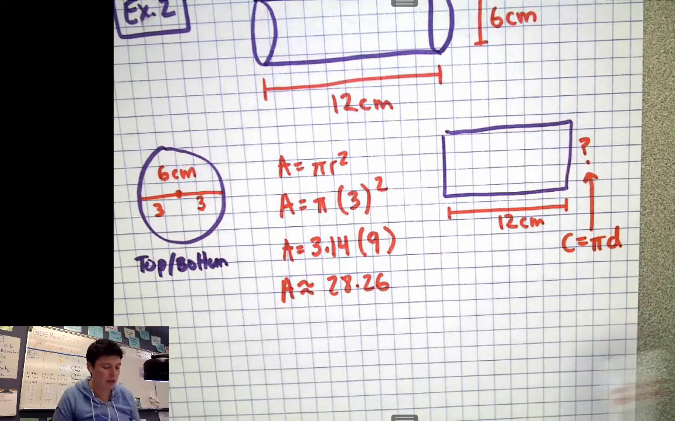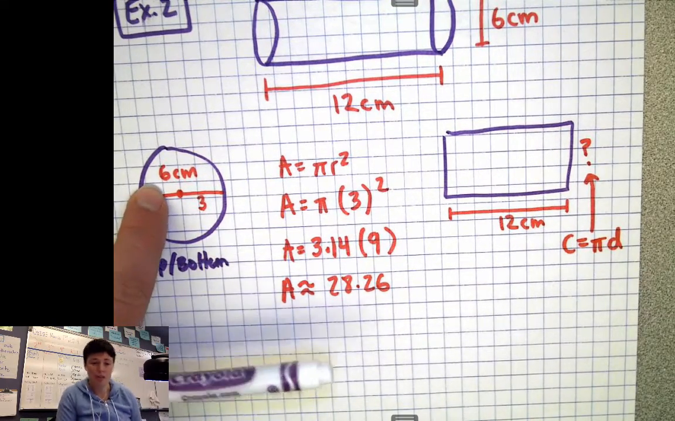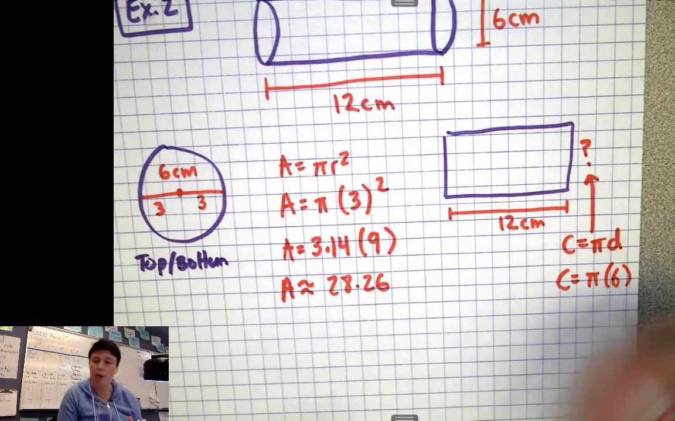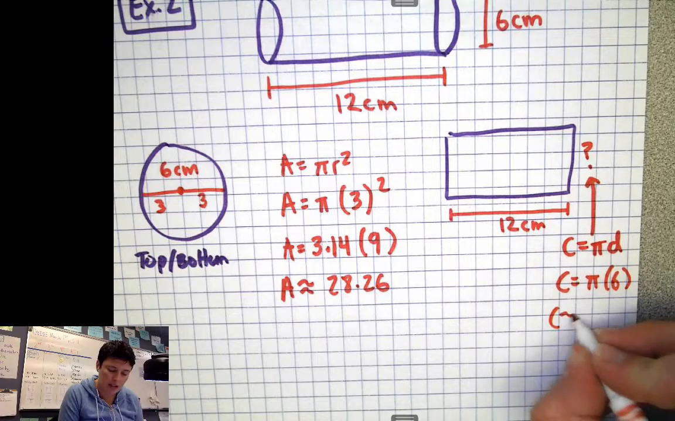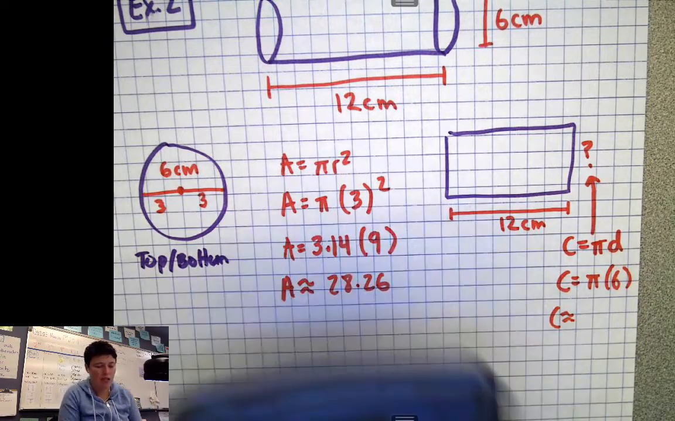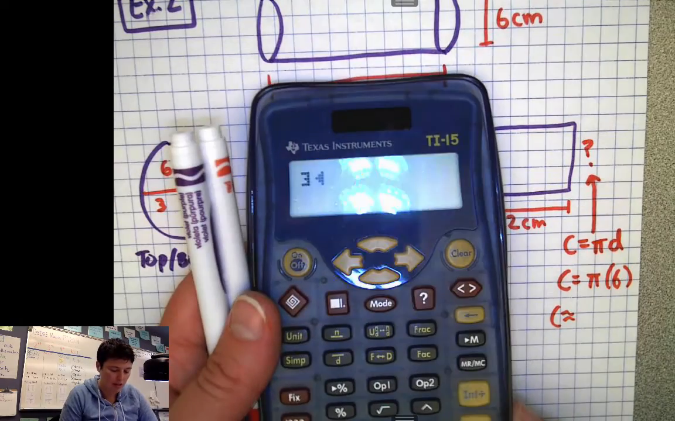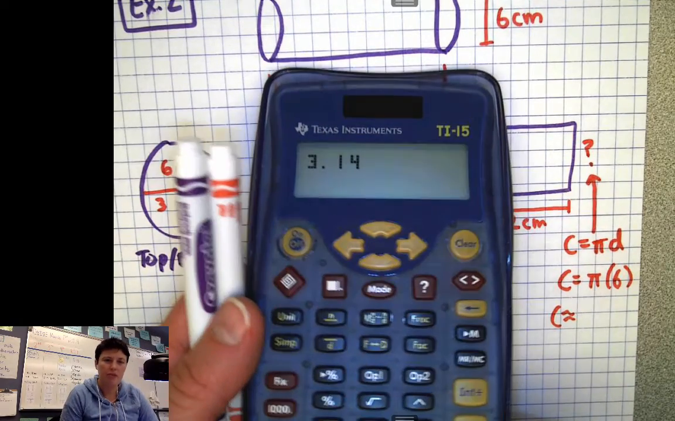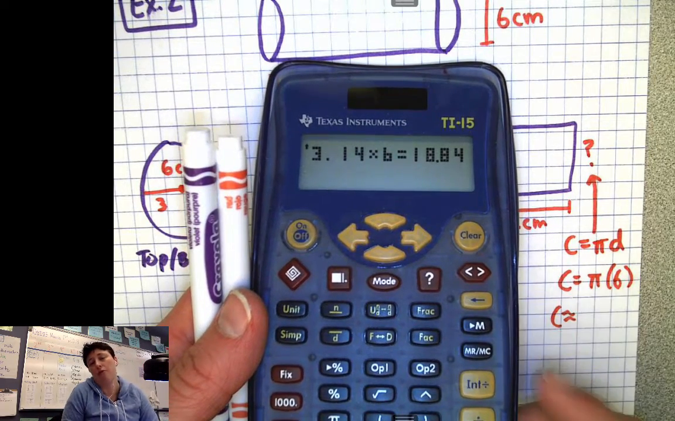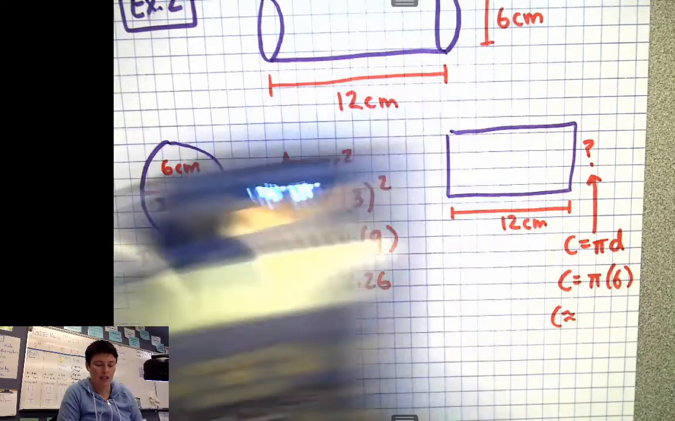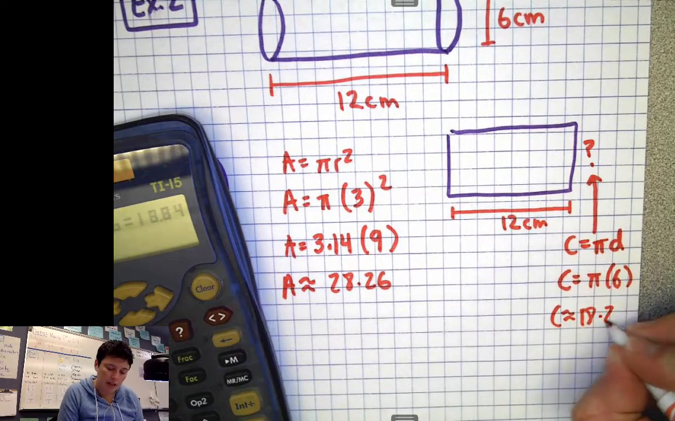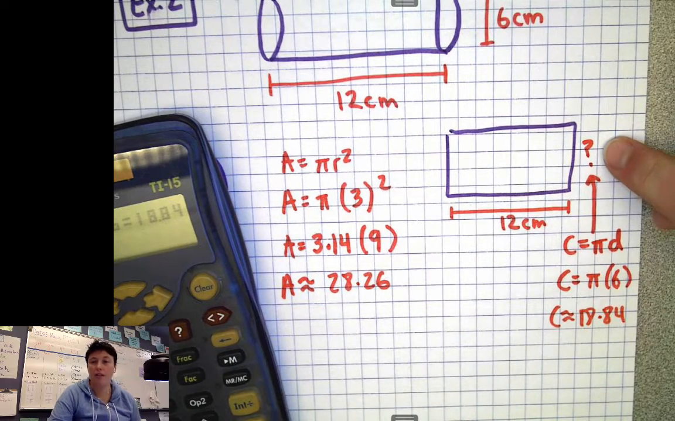So what was d? What was our diameter? It was 6. So we're going to do circumference equals pi times 6. We're going to do 3.14 times 6 and see what we get. I know 3 times 6 is 18, so it's got to be bigger than that. 18.84. Okay, 18.84 is our number that we get to write down. And that just gives us the number that goes on the side here. It gives us the width.